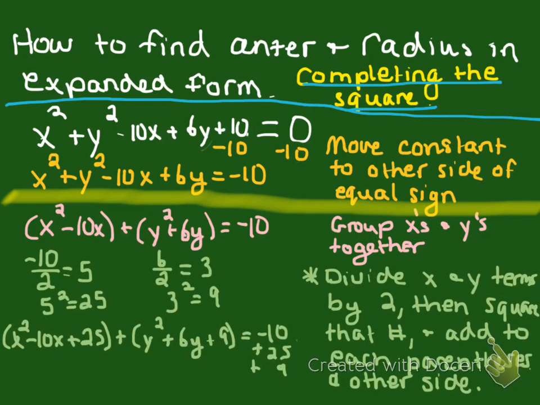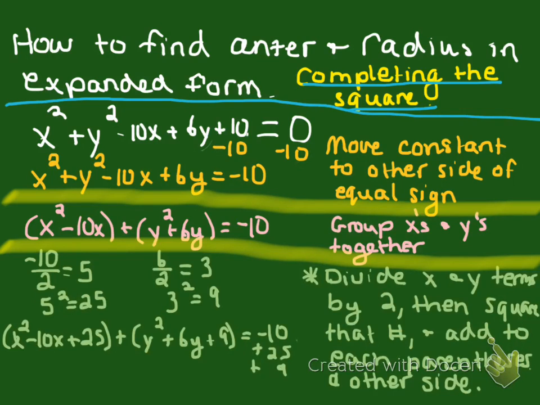Then, step 2, our pink step right here. We're going to take those x's and y's and we're going to group them together in parentheses. So you'll see all I'm going to do is rearrange this so that my x's are together. My 10x squared minus 10x is in parentheses, and my y squared plus 6y is in parentheses, and I still have my negative 10 out here. So that's step 2. Step 3 is where it gets a little tricky. These are the things that you have to memorize.